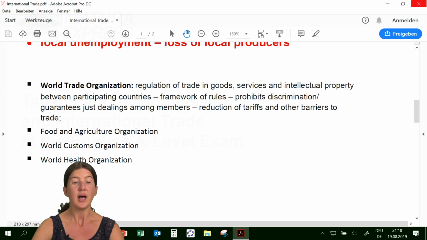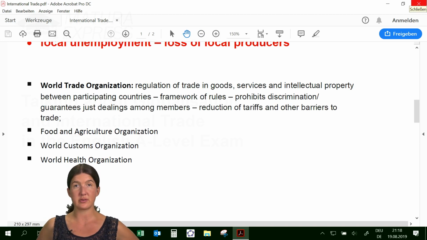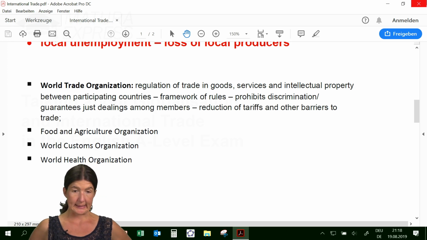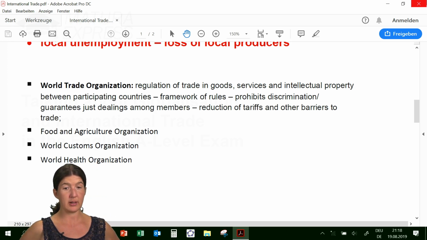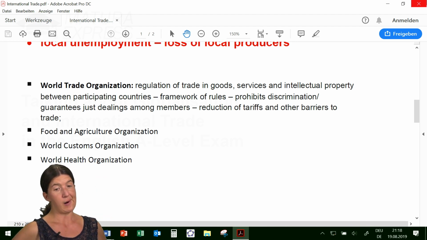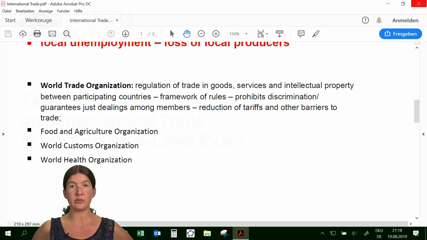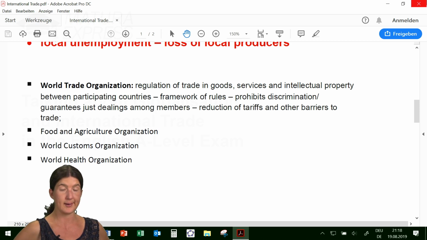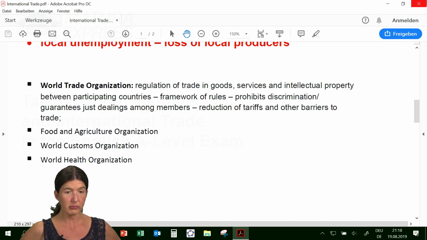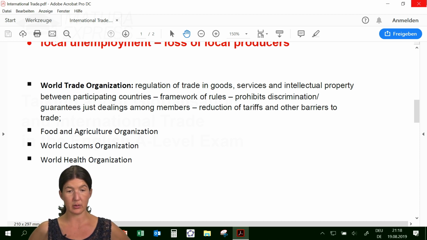Makes it quite hard. The bodies in international trade, the most important one is the World Trade Organization. They are the ones who regulate the trade in goods, services and intellectual property, which I think is very interesting, between the participating countries. Not every country in the world is automatically a member of the World Trade Organization. There's a long list on the internet. Many countries are, but as I said, not all of them.